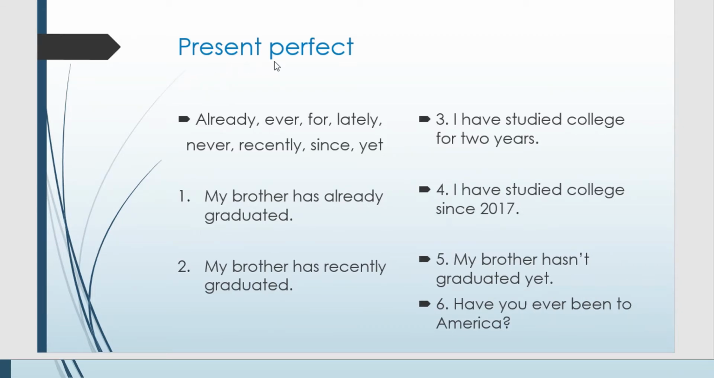Present perfect means at a time up to now. For example: already, ever, for, lately, never, recently, since, yet. So we can use these words with present perfect. Number one, my brother has already graduated just recently. My brother has recently graduated.